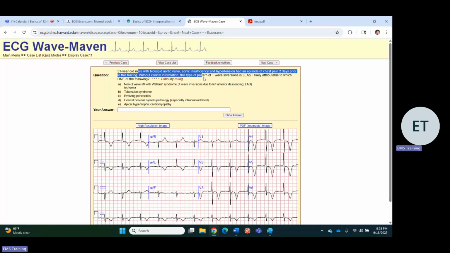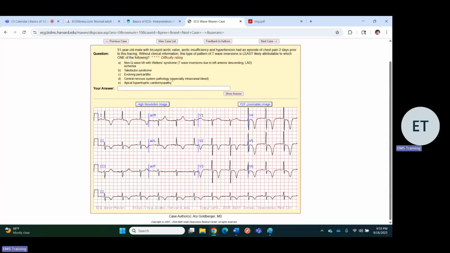Without clinical information, this type of pattern of T-wave inversion is least likely attributable to which one of the following? A, non-Q-wave MI and Wellens syndrome. I mean, that's kind of what it looks like. Evolving pericarditis, I've never seen pericarditis cause such significant and global T-wave inversions before.